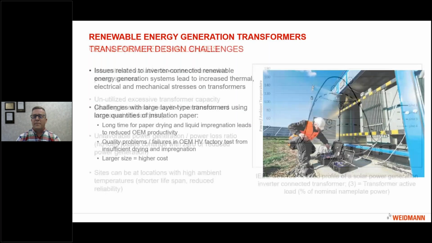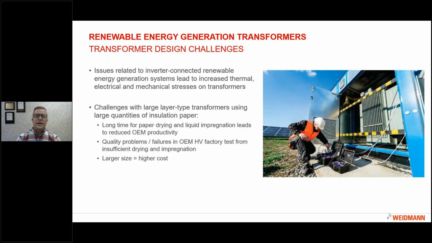And talking about some other challenges. These transformers are also typically connected to inverters. And so the power coming from the solar panels or sometimes windmills is going through inverters. And when the power is coming through inverters, you can have harmonics and other power related situations that really increase the thermal, the electrical, and the mechanical stresses on these kinds of transformers.